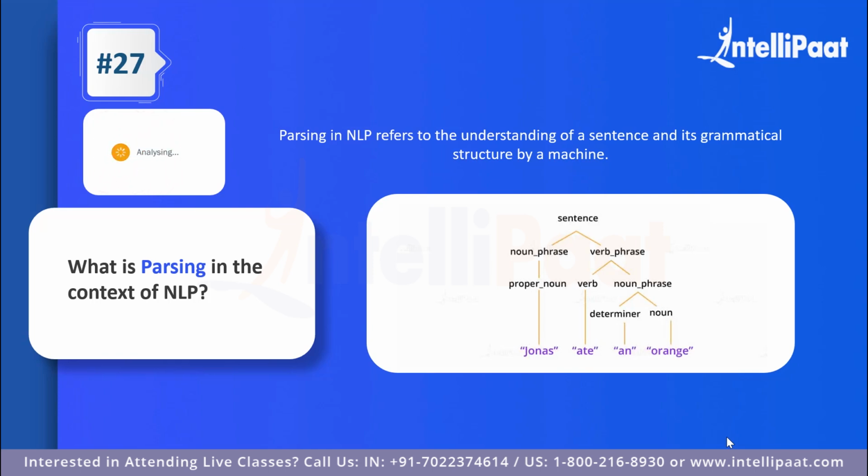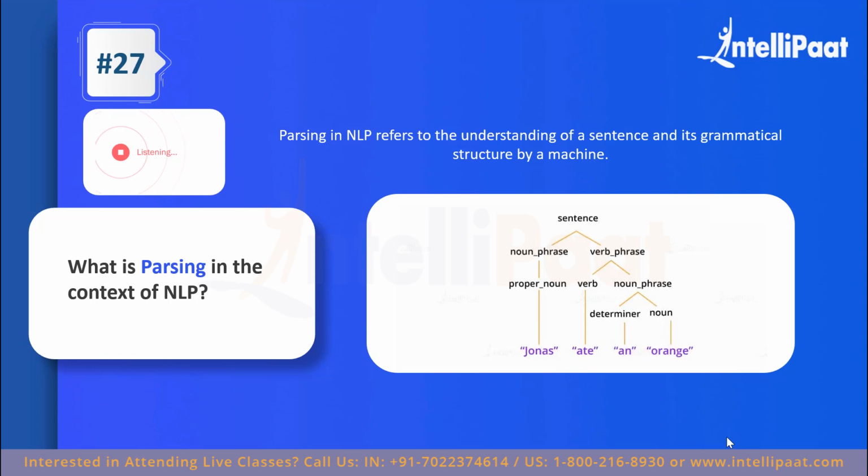To understand parsing, let us look at an example. Here the sentence given is "Jonas ate an orange". Starting from the top, there is a category named sentence, and it has 2 categories, noun phrase and verb phrase. Again, noun phrase has another subcategory named proper noun, and Jonas is assigned to the category of proper noun. Then coming to the second category, that is verb phrase, it again has 2 subcategories, verb and noun phrase. So ate is assigned to the verb category.